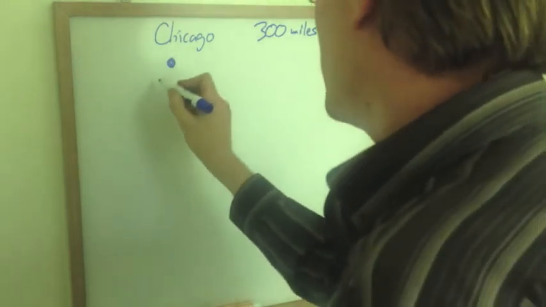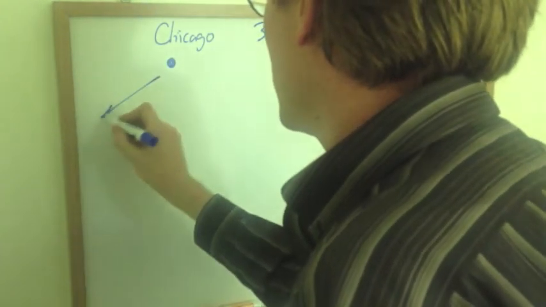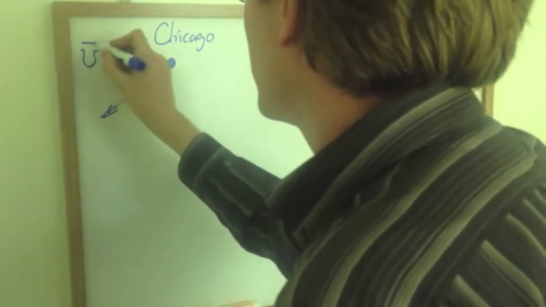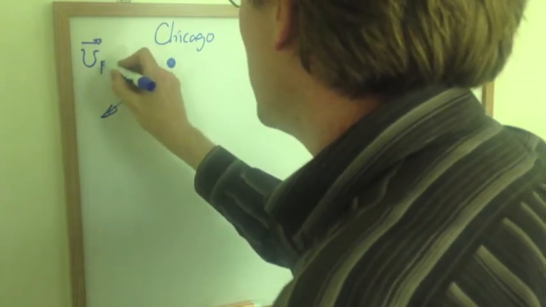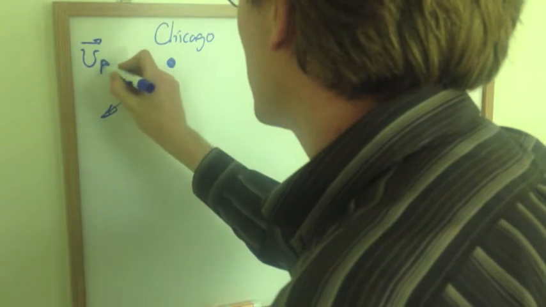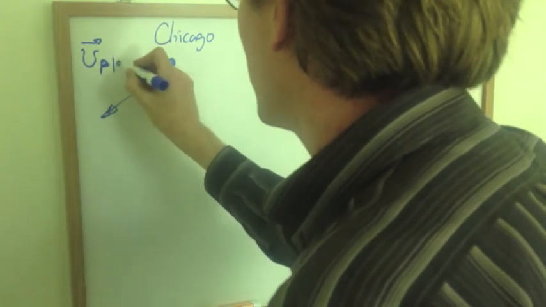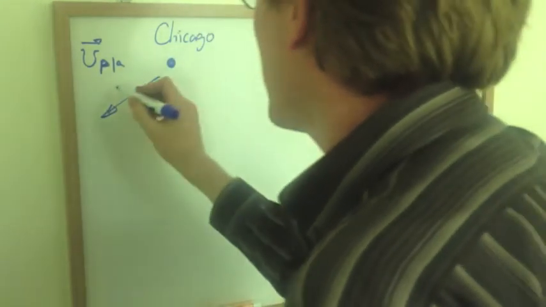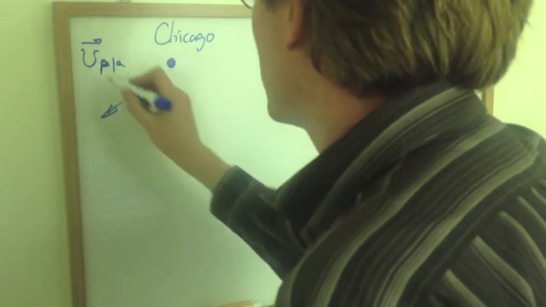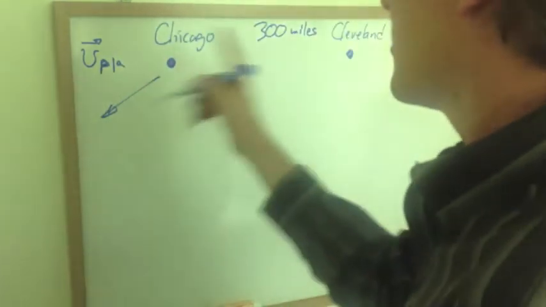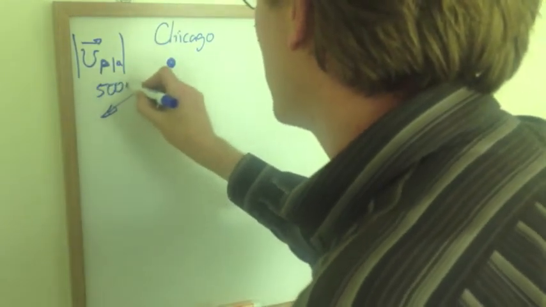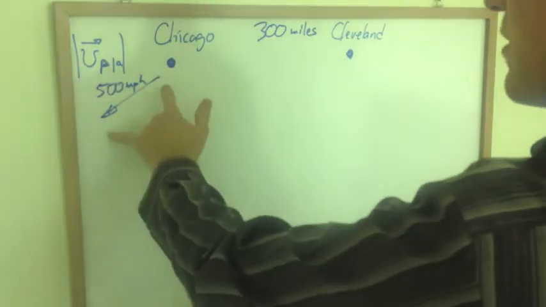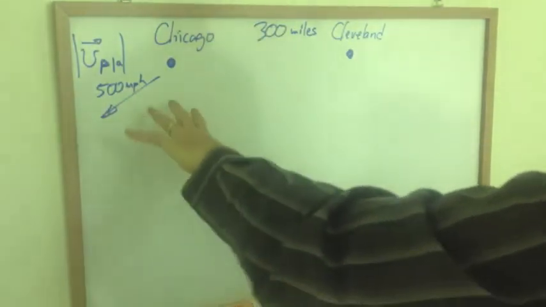The plane flies over the ground, or no, the plane flies through the air in any direction, and it has a magnitude of 500 miles per hour. So you can fly a plane through the air in any direction at 500 miles per hour.